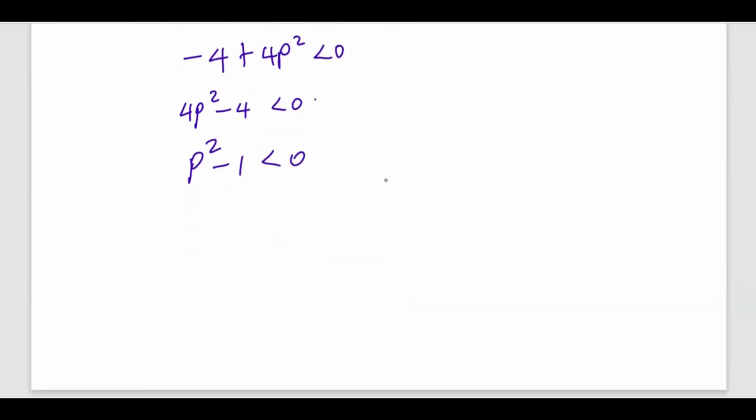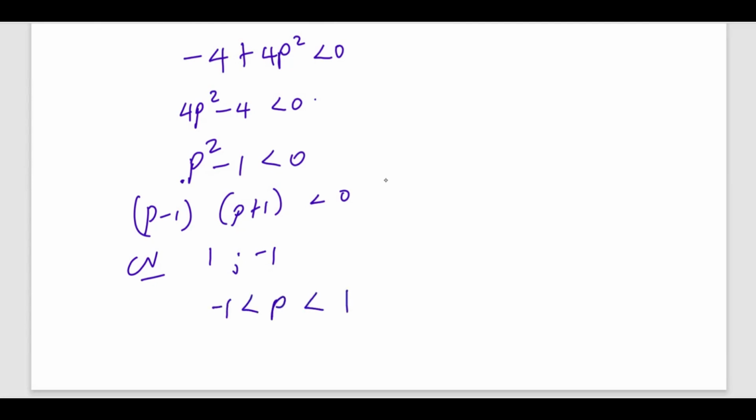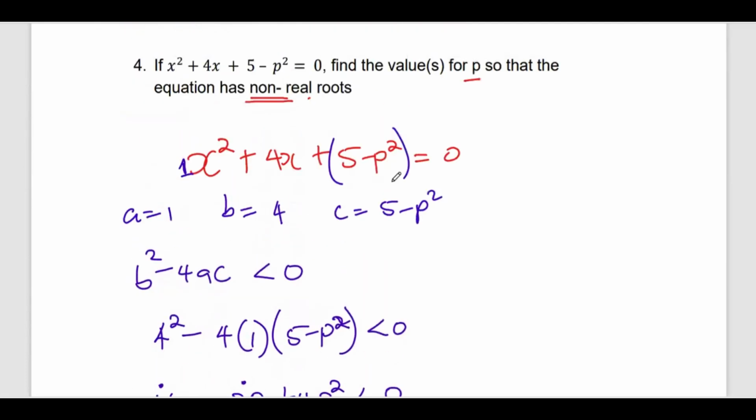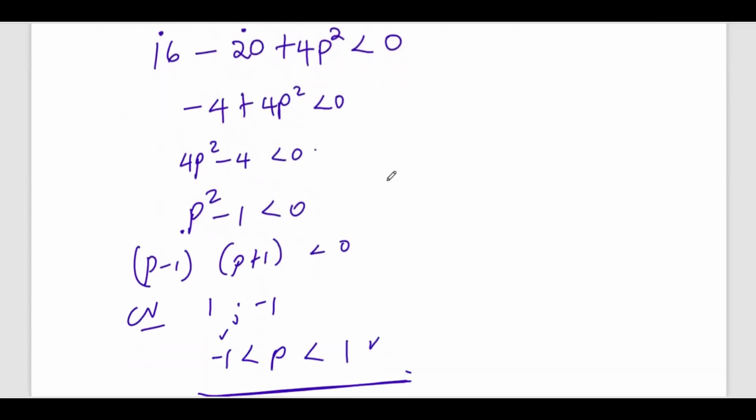Then our critical values, okay, p minus 1, p plus 1, or move the 1 to that side and find the square root. Okay, so the critical values are basically 1 and negative 1. Now, since the p squared coefficient is positive, our answer must be negative 1 is less than p is less than 1. So p must be between these two numbers. Okay, so that is what the question wanted us to do.